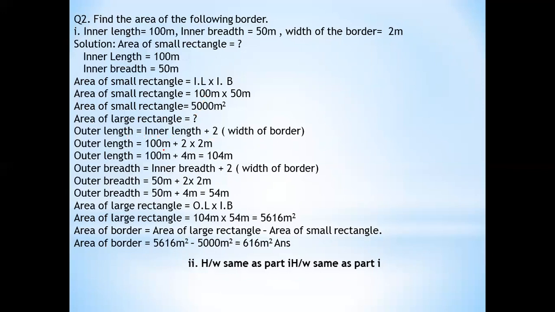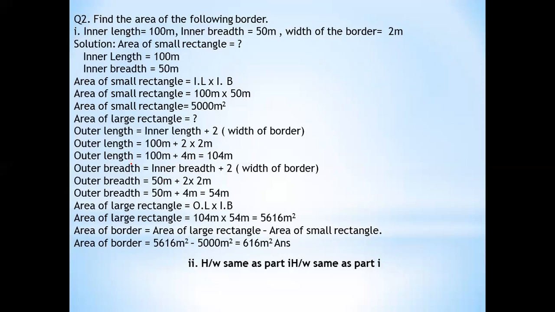Here the inner length is equal to 100. Here 2 times the width of the border, which is given as 2 meter. After multiplication, we will get 4 meter. 4 meter will be added to 100 meter, and we will get 104 meter. Now this is the outer length, and after that we have to find the outer breadth.